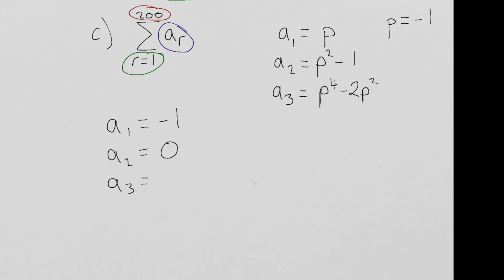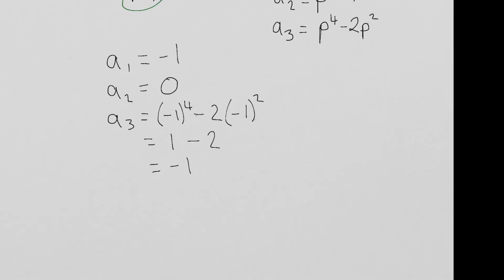And then for the final one, -1 to the power of 4, take away 2 times -1 all squared. So that's going to give me 1 take away 2, basically. So we've got there -1. Now, if we have a look at what is happening here, we've got -1, 0, back to -1. And it's just alternating. So I imagine the next one's going to be 0, the next one's going to be -1, the next one's going to be 0, the next one's going to be -1, 0, -1.